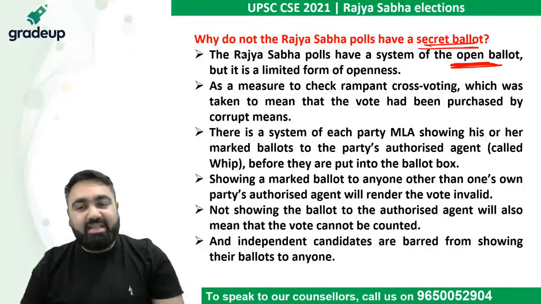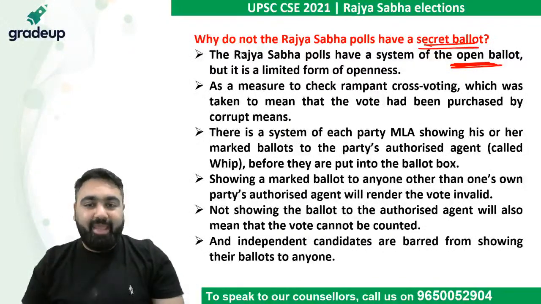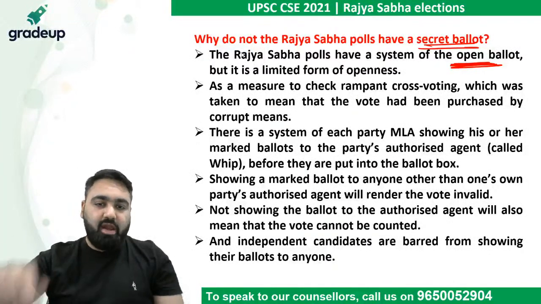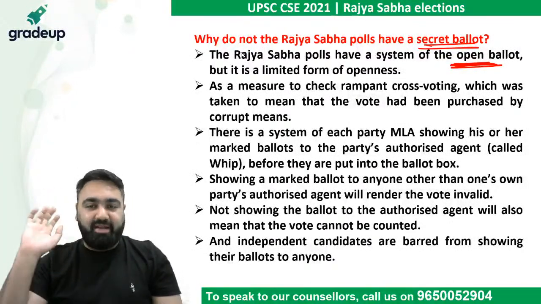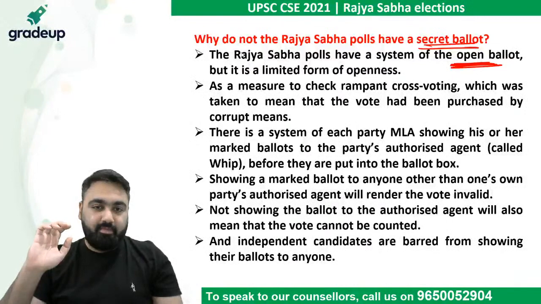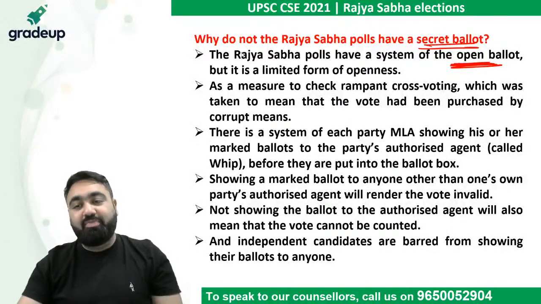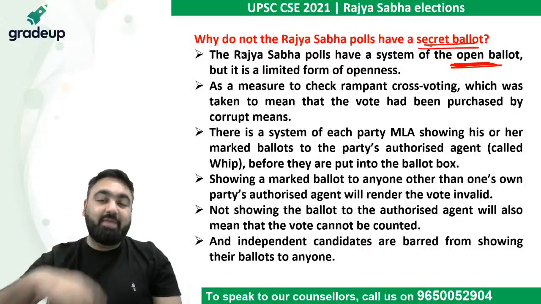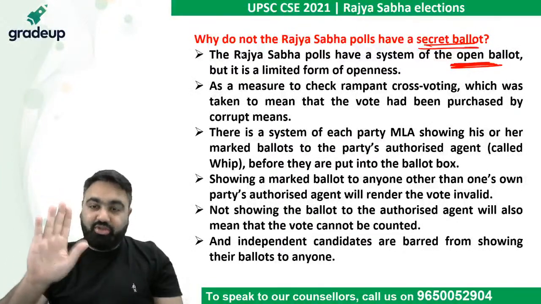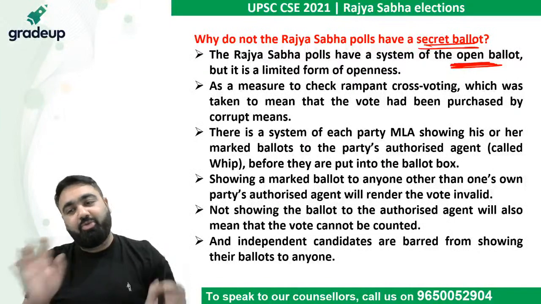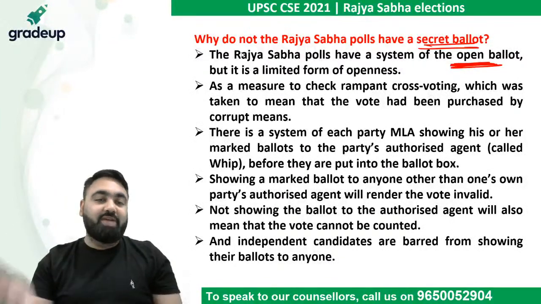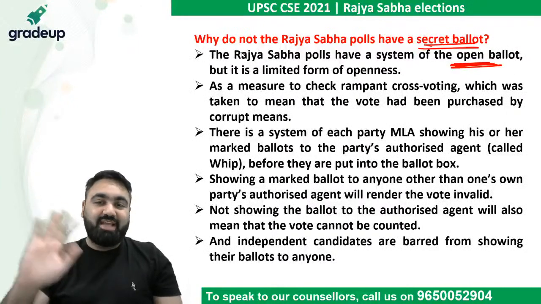To avoid this, to avoid cross voting, every MLA before voting has to show his vote to his party leader, his party agent. Every party will appoint an agent. So BJP will appoint an agent, Congress will appoint an agent. Before BJP MLAs go and vote, they have to show their vote to the BJP agent to see, देखो मैंने उन्हीं को वोट किया जिनको आपने बोला. Congress, for example, before voting has to show, see, I am voting for you.